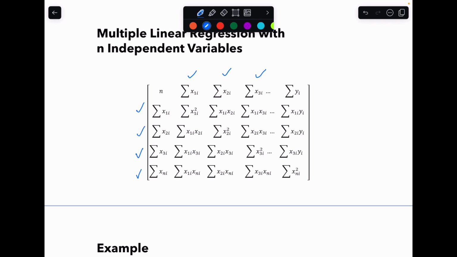And then for the diagonals, as I mentioned, to get this one, it's just a product of x sub 1 and x sub 1. That's why we have x sub 1 squared. So x sub 2 is x sub 2i, x sub 2. This is x sub 3, x sub 3, and x sub 3.